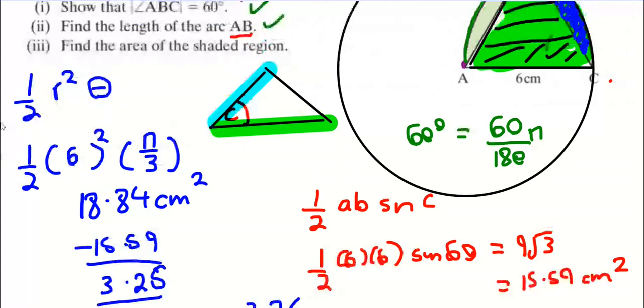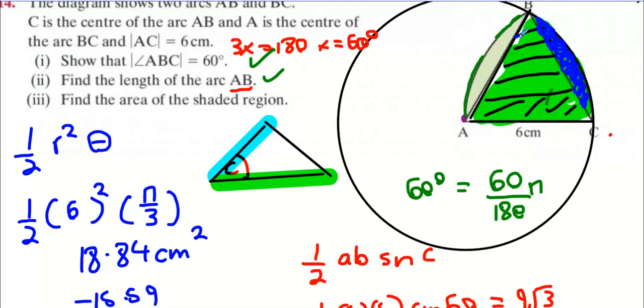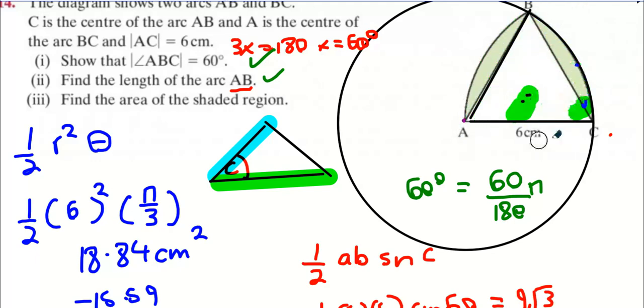Now, how many blue areas do I have? We needed these 2 at the very beginning, wasn't it? So what are you going to do with your answer? Times it by 2, and what do we get then? 6.52. Okay, that's those 2 blue areas combined. 6.52. All right?